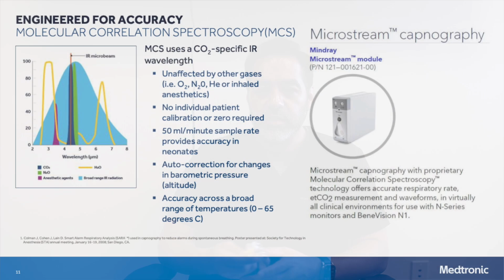The next component we'll talk about is our technology. Our technology is not just in the filter line, but also inside the module itself. The way it works is you collect the breath at the ET tube. The breath is then pulled by a vacuum into the module, where it is analyzed and we give you a respiratory rate and a CO2 reading.